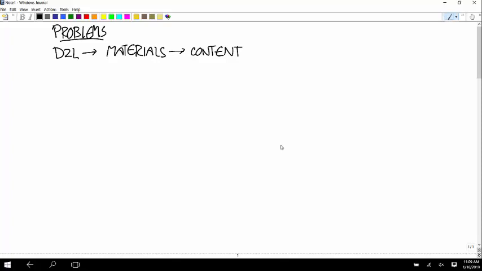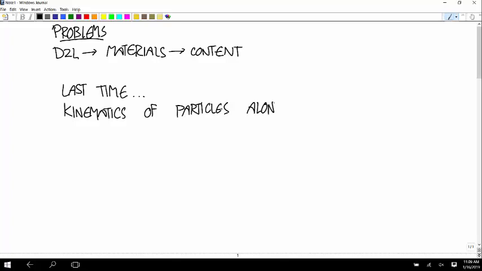So last time we just started talking about our first physics topic, which was kinematics of particles along a line.